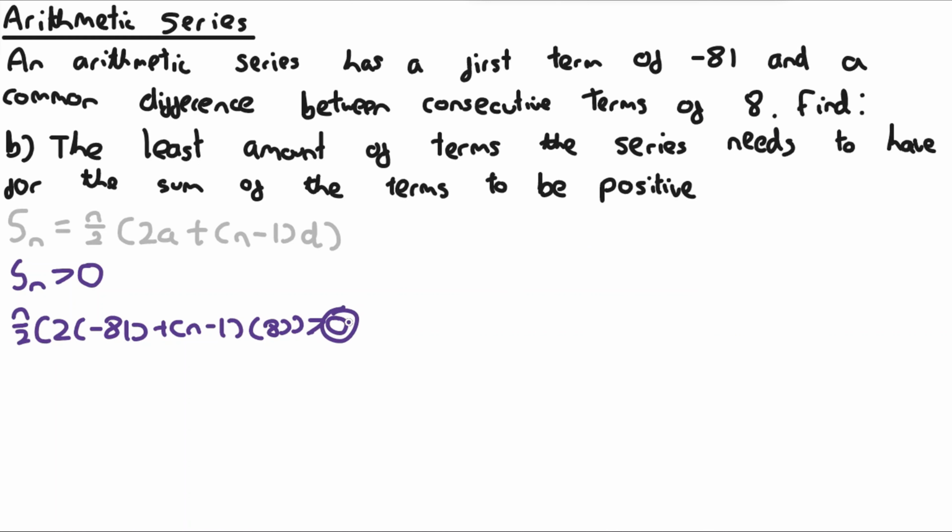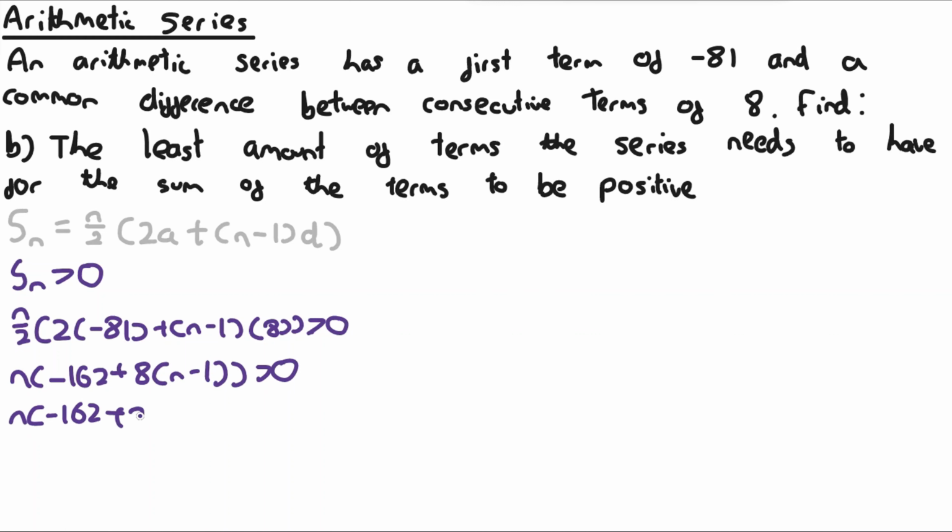So we can do this because this side is 0. So it's going to be n of, and then 2 times minus 81 is minus 162, plus, I'm going to move the 8 onto the front here to make it a bit more neat. So it's going to be 8 of n minus 1 here, when this is bigger than 0. Expand the bracket to get n of minus 162 plus 8n minus 8, and when this is bigger than 0, and then simplify this by doing n of 8n minus 170, and when this is bigger than 0.